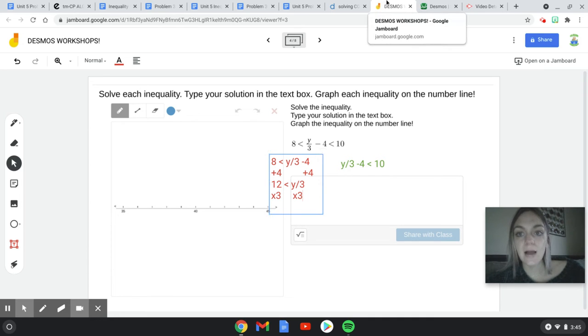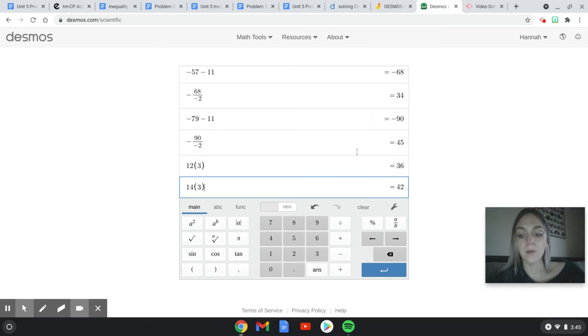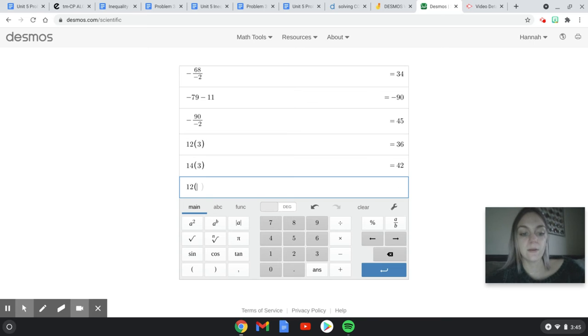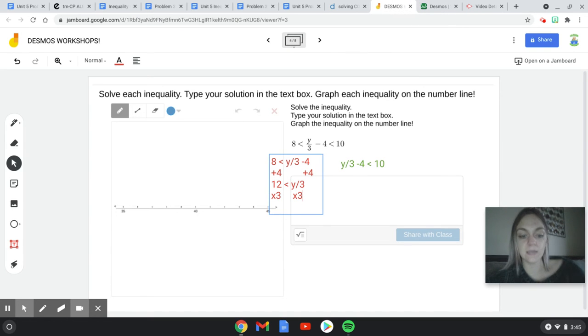If you don't have Desmos Scientific Calculator up, go ahead and bring it up. Pause this video to do that. And I'm going to do 12 times 3, which is 36. The inequality sign stays the same. And then my y comes down because dividing by 3 and multiplying by 3 just cancel out. And I've got my first piece solved.